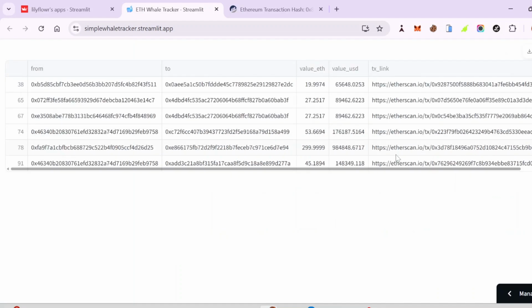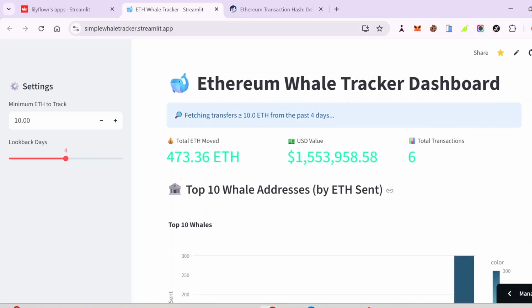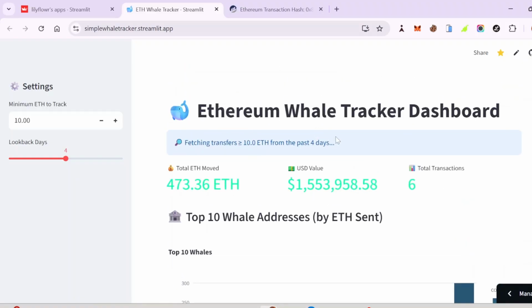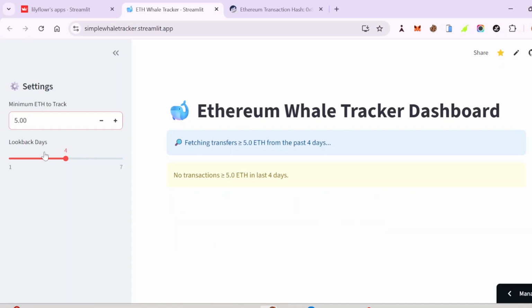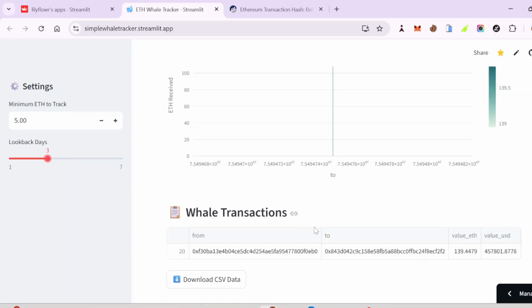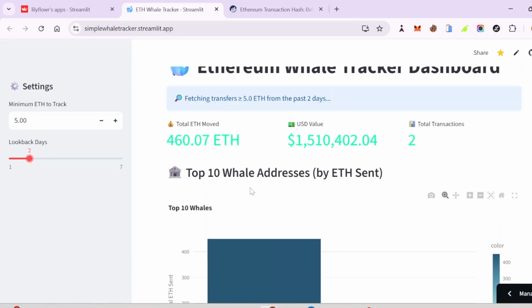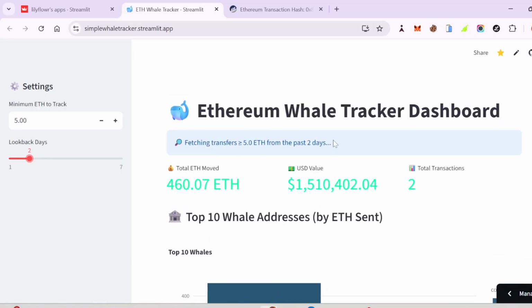It's important to be clear about the scope. This tool organizes large ETH transfers, adds scale and concentration context, and makes recent on-chain activity easier to inspect. It does not predict price movements, classify wallets, or infer trading intent. That boundary is deliberate. Overinterpretation is usually where on-chain analysis breaks down.